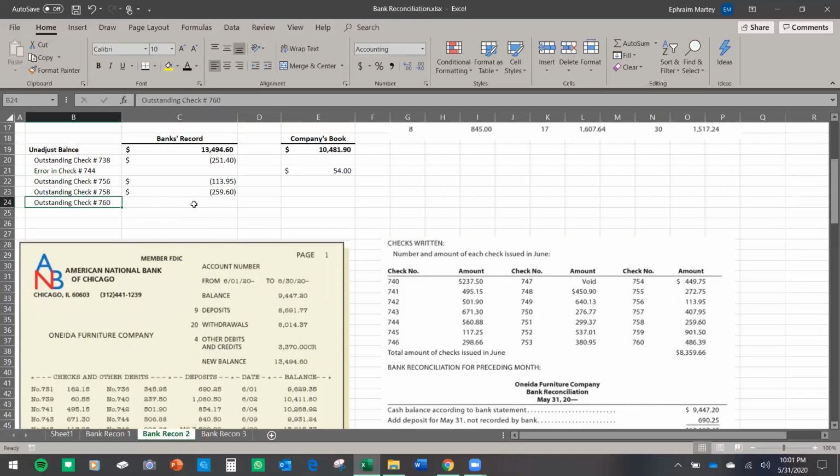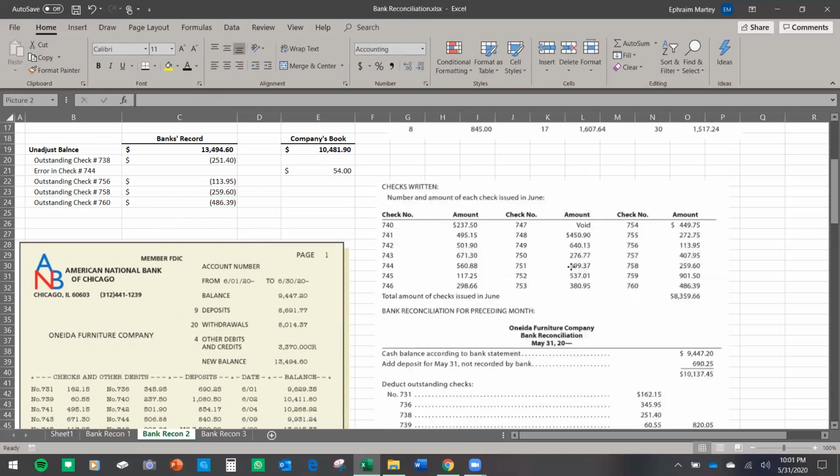So now we're going to record 760. How much is it? And that makes sense because that was at the end of the month. So whoever got it hasn't cashed it yet, so we have to tell the bank to subtract it from our account. That is 486.39. Good. So we're done with the checks, the outstanding checks. That fixed good.